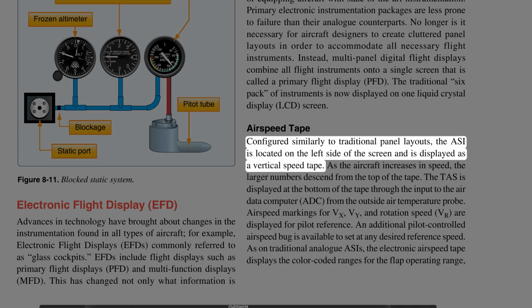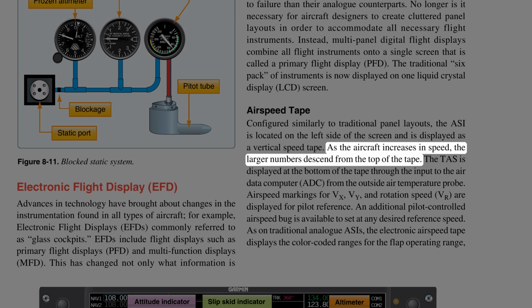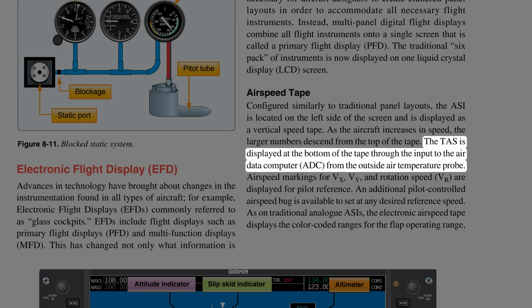Airspeed Tape. Configured similarly to traditional panel layouts, the airspeed indicator is located on the left side of the screen and is displayed as a vertical speed tape. As the aircraft increases in speed, the larger numbers descend from the top of the tape. The TAS is displayed at the bottom of the tape through the input to the air data computer, ADC, from the outside air temperature probe.